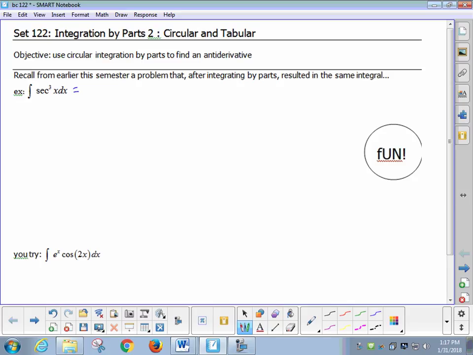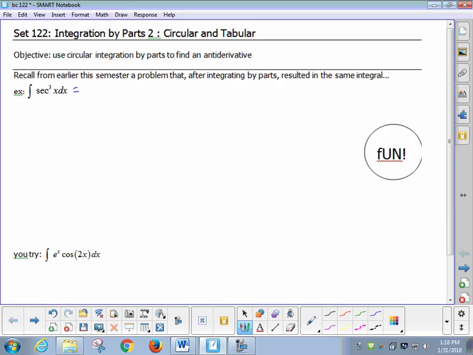Just to review secant cubed, your notes were long. I had a sign error in your original secant cubed notes. I apologize, but we're going to redo it now, and you're going to fix it. When we did secant cubed the first time, I had a negative in there that was wrong. It was a sign error. So don't trust those notes, or go back and fix them with what we're about to do. There's just one little sign there.